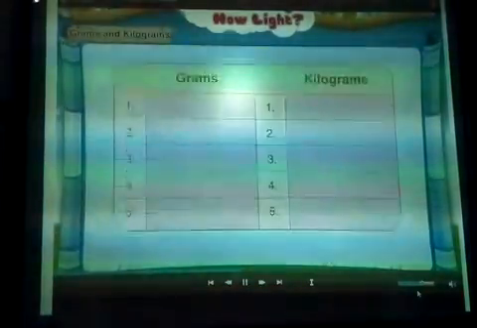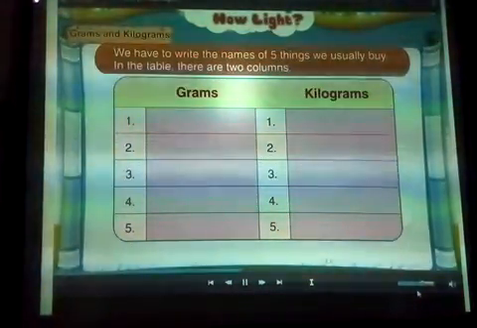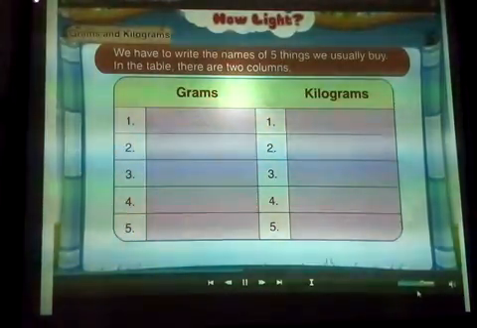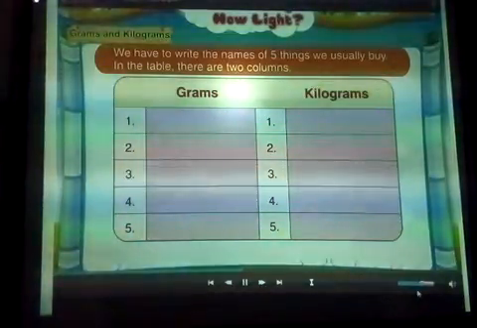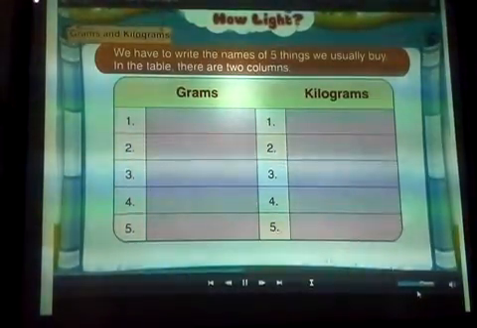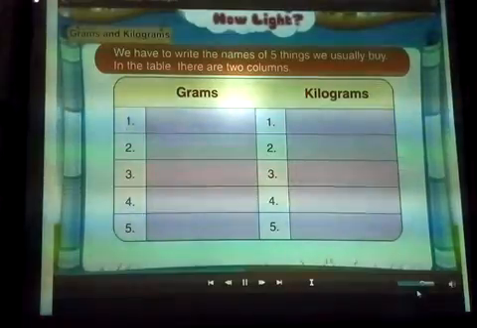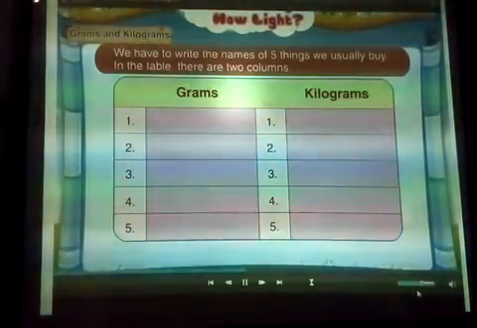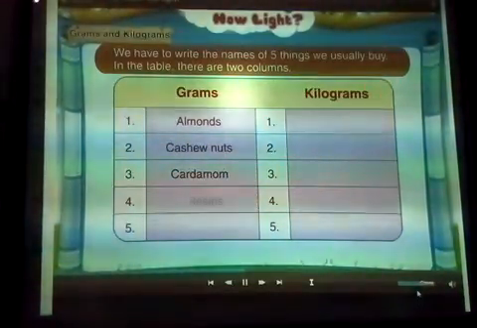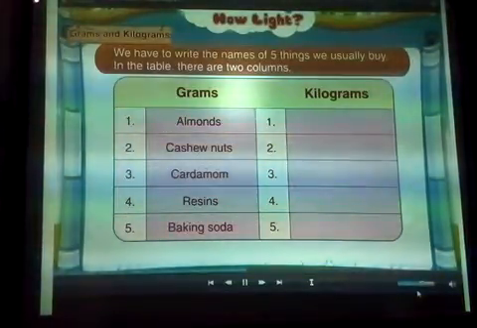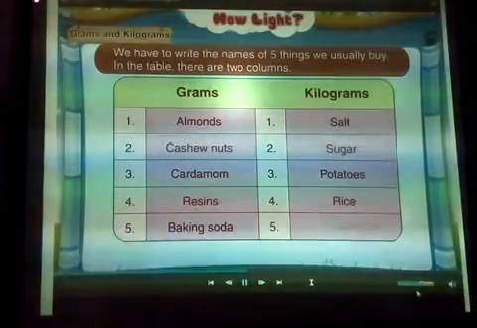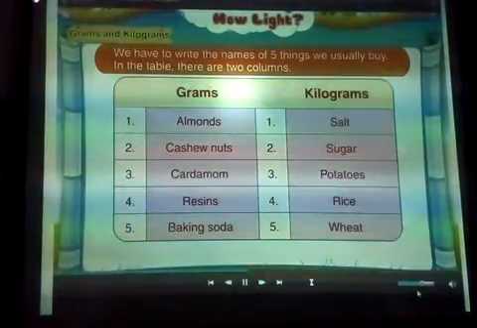Grams and kilograms. We have to write the names of 5 things we usually buy. In the table, there are 2 columns. In one column, we have to write the names of the things we buy in gram. And in the other column, we will write the names of the things we buy in kilogram. We usually buy almonds, cashew nuts, cardamom, raisins, baking soda in gram. Salt, sugar, potatoes, rice, wheat are bought in kilogram.